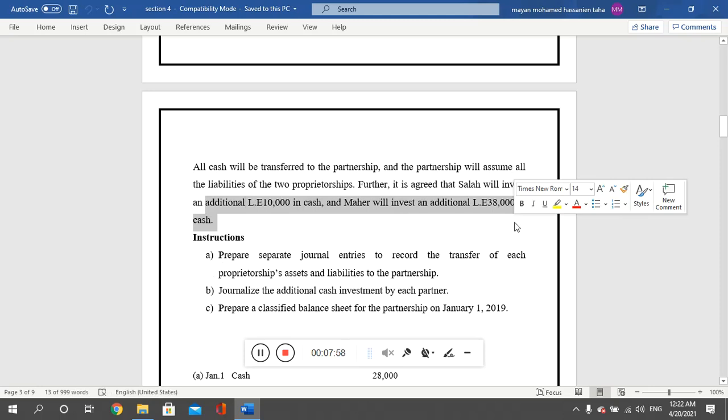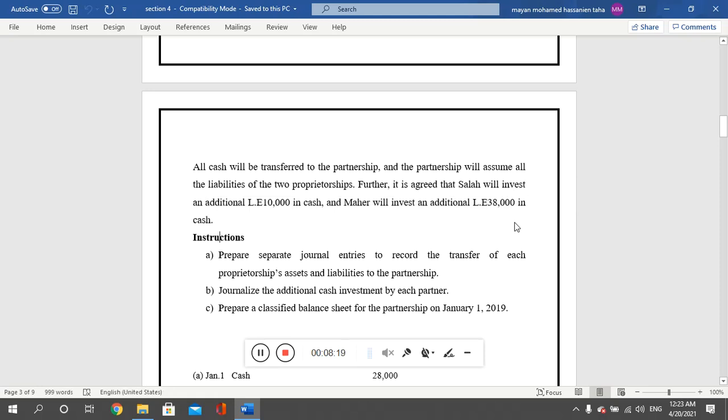Number C, prepare a classified balance sheet. After preparing the journal entries and forming the partnership, we must prepare a classified balance sheet for the partnership, for the new company that will result from merging both sole proprietorships. Number one, let's start on our solution.